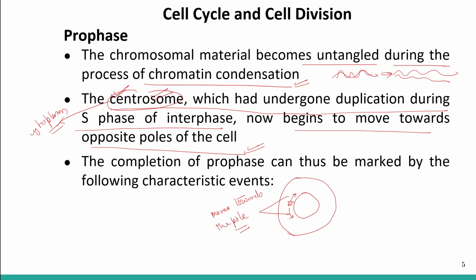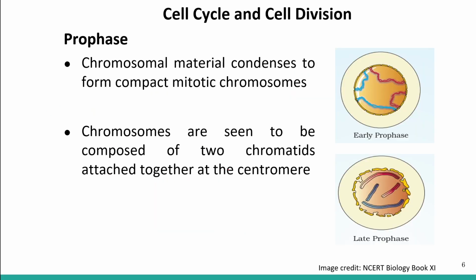Right? So the completion of the prophase can thus be marked by the following characteristic events. What are the important events that occur in the prophase? The chromosomal material condenses to form compact mitotic chromosomes. So we can see the condensation of the chromatin material, and the compact mitotic chromosomes. Chromosomes are seen to be composed of two chromatids attached together at the centromere.